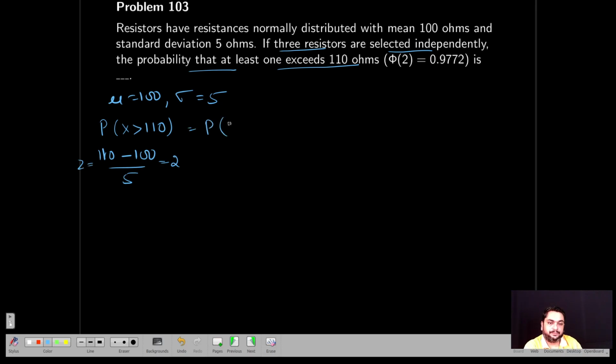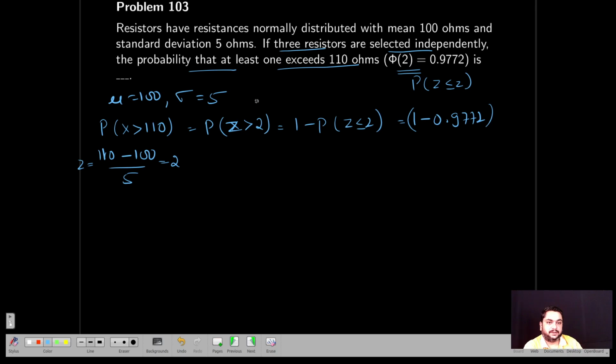Nothing but P of X greater than 2, sorry, Z greater than 2, is what we need to find. The CDF value is given, that is P of Z less than or equal to z. This means phi of 2. So convert this: it will be 1 minus P of Z less than or equal to 2, which is equal to 1 minus 0.9772. This is the value.